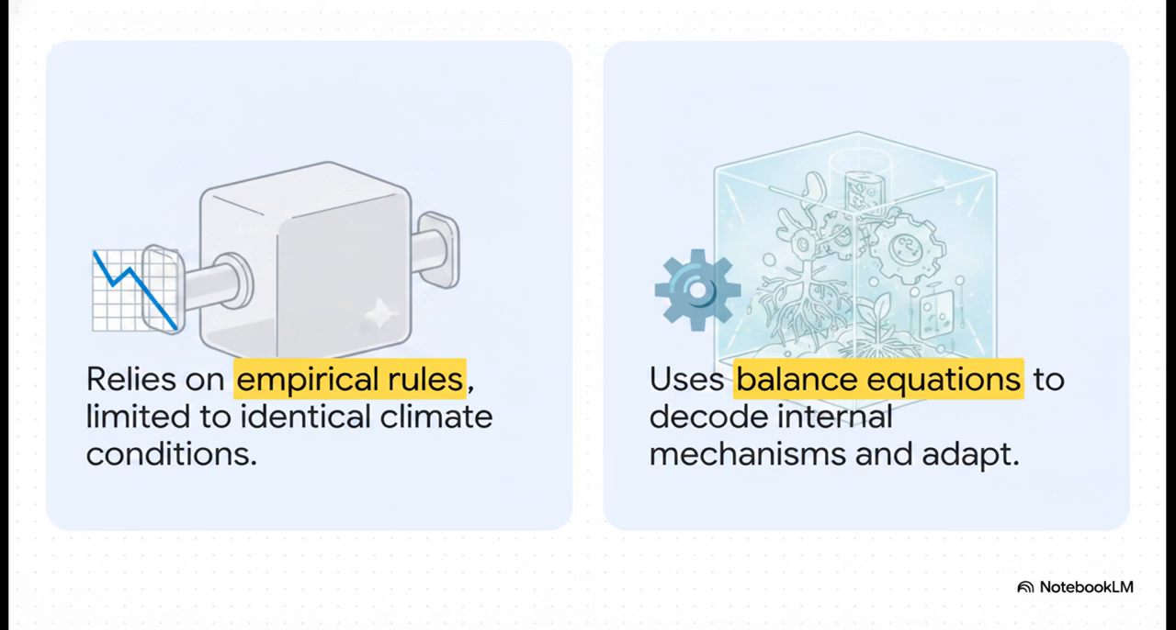The problem? They only work if your climate and wastewater conditions remain exactly identical to the test site. But on the right, we have the modern solution: process-based models. These are derived from actual balance equations for mass and energy. They literally decode the internal mechanisms of the wetland, making them highly adaptable and predictive, even when environmental conditions shift around. It's a total game changer.